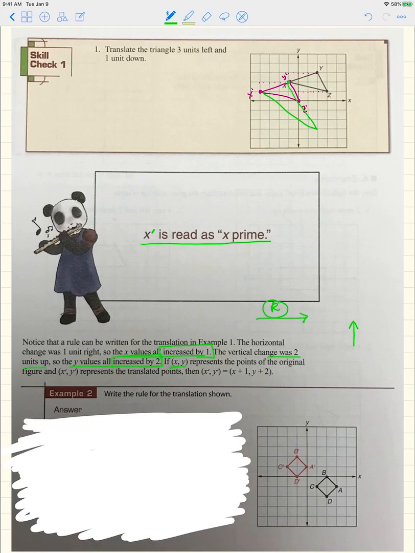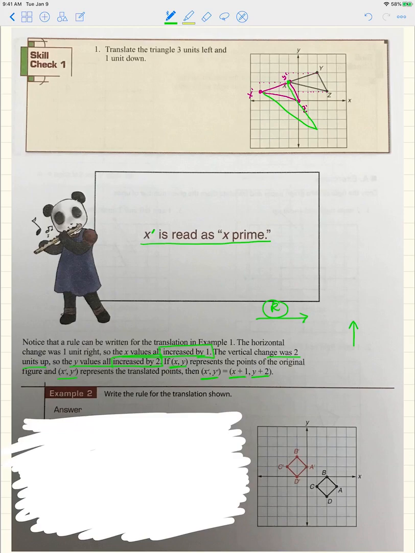If xy represents the points of the original figure and x prime y prime represents the translated points, then x prime is equal to x plus 1 because the x values increased by 1, and y prime is equal to y plus 2 because the y values increased by 2. Now, let's look at example number 2. Write the rule for the translation shown.